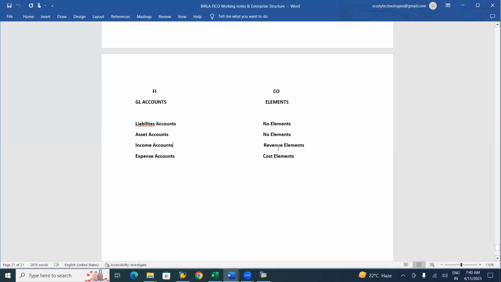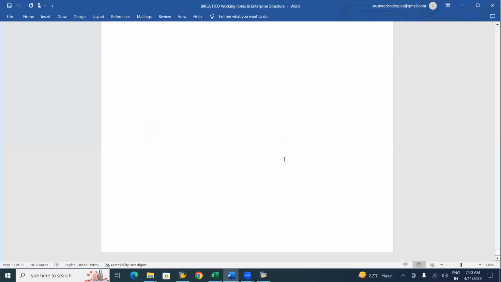And what we call incomes in FI, in CO we call revenues, right? And in FI, we call expenses expense accounts. Here in CO, we call them cost elements. Clear? Any questions till here?